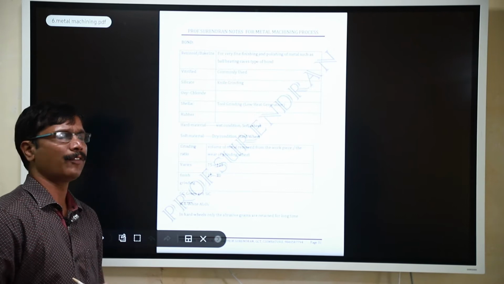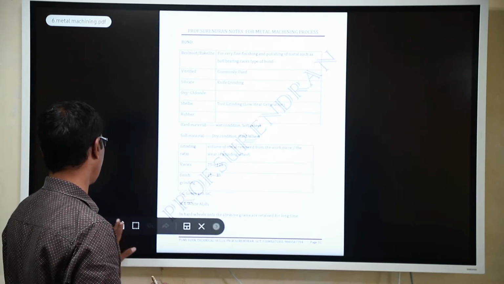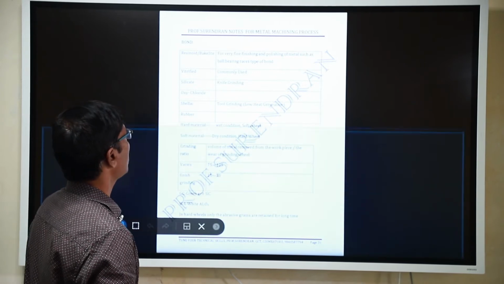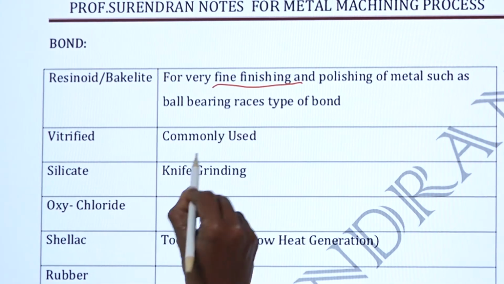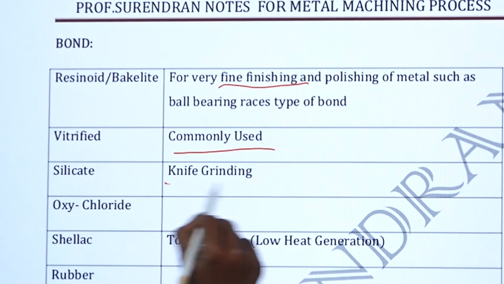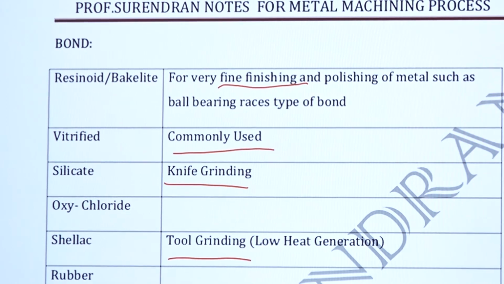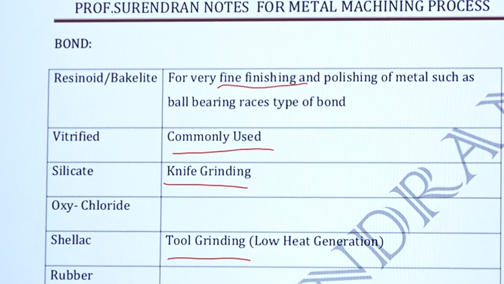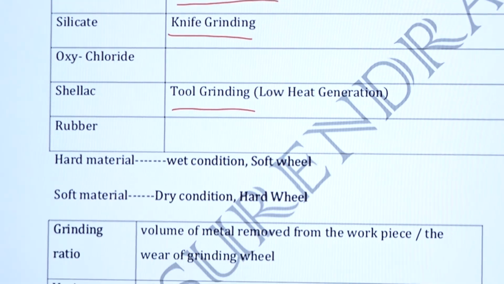So we should know about the different types of bond. Resinoid bond is used for fine finishing, and vitrified bond is commonly used. Silicate bond is for knife grinding, and shellac bond is used for tool grinding for low heat generation.